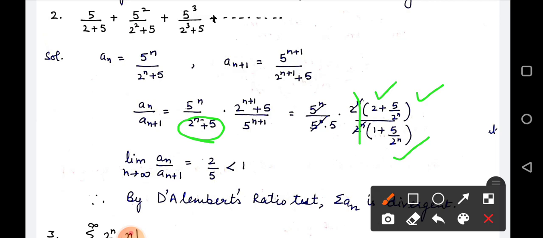So we have here 2 plus 5 upon 2 to the power n, and in the denominator it is 5 times 1 plus 5 upon 2 to the power n. Taking n approaches infinity, 2 to the power infinity is infinity, 5 upon infinity is 0. So it is 2 plus 0, and in the denominator 1 plus 0. So you have 2 upon 5, which is less than 1. So by D'Alembert ratio test, the series is divergent if ratio is less than 1.